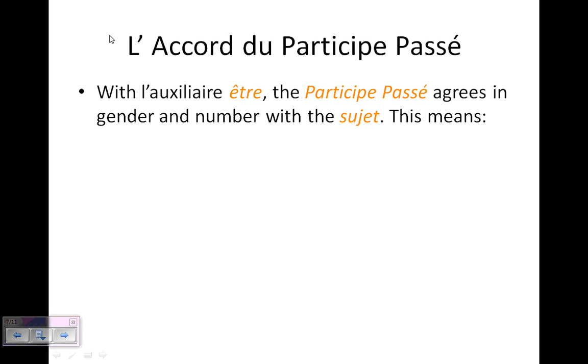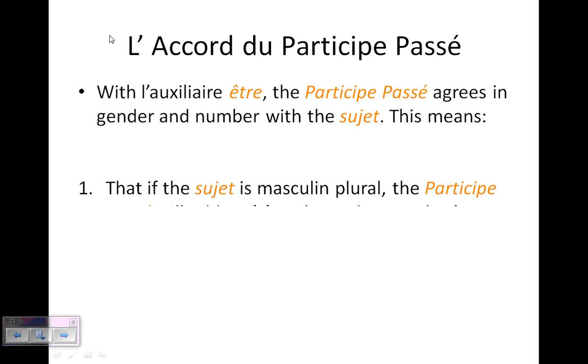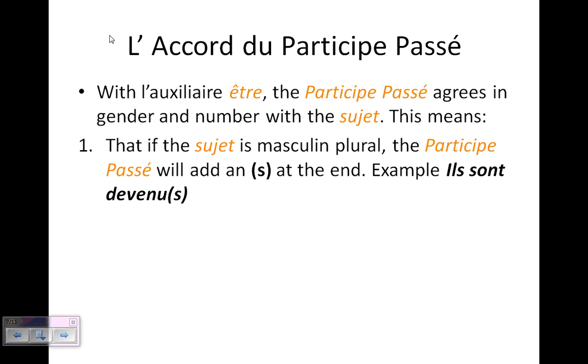Le participe passé, you have to agree with the subject that is speaking. But this is just with the auxiliary être, to be. So you have to agree with the subject. This means that if the subject is masculine plural, the participe passé is going to add an S at the end. I'll give you an example. Ils sont devenus, in the plural, adds an S.